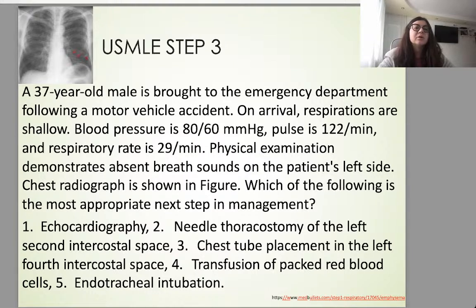You see a picture of X-ray on the left upper. Which of the following is the most appropriate next step in management? First option, it is echocardiography. Second, needle thoracostomy on the left second intercostal space. Third, chest tube placement in the left fourth intercostal space. Fourth option, transfusion of packed red blood cells. And fifth one, it is endotracheal intubation.